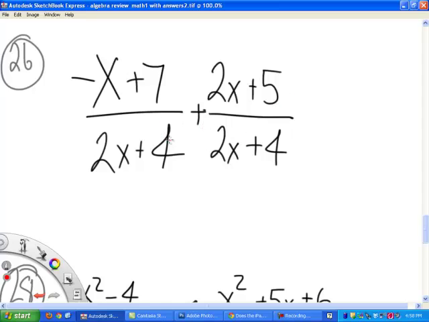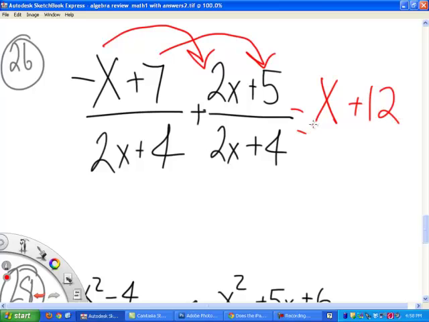26, I see negative x plus 7 over 2x plus 4 plus 2x plus 5 over 2x plus 4. The denominators are the same, and I'm going to be combining like terms. So negative x plus 2x is x, and 7 plus 5 is going to give us 12. So x plus 12 over 2x plus 4 is the final answer.